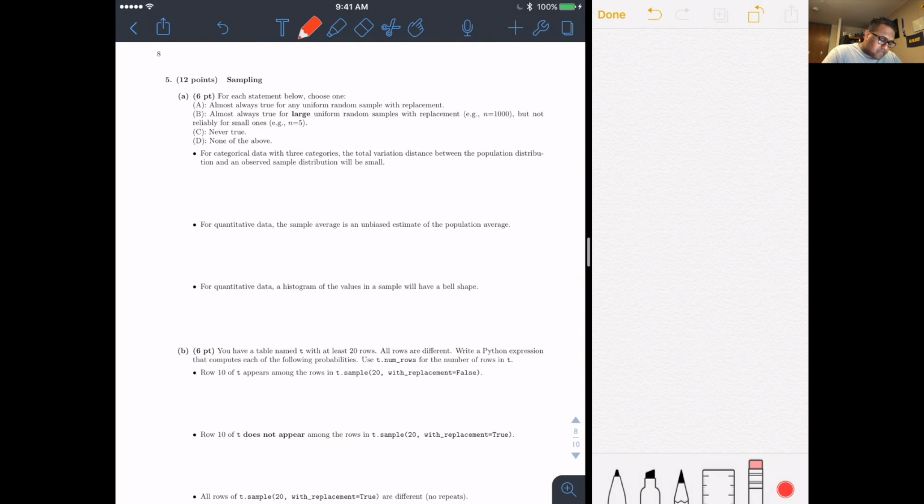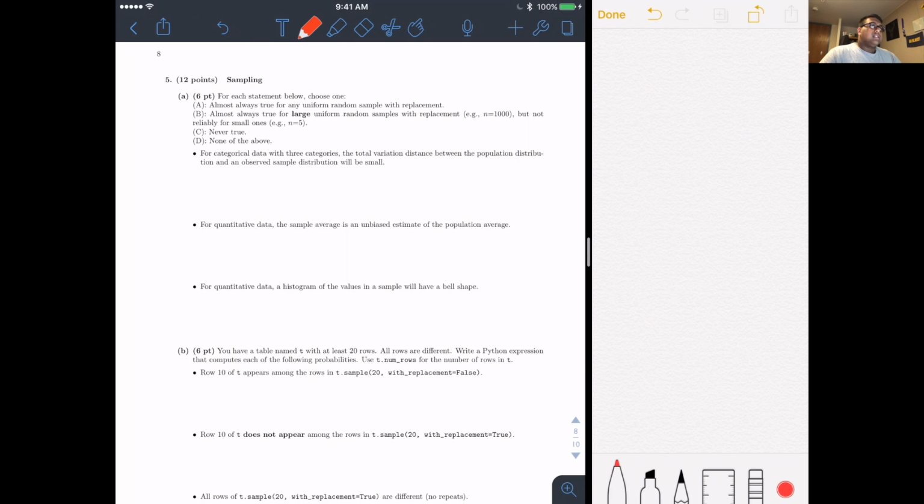Okay, now we're on problem 5, the sampling and probability problem. For each of these, the first 3 at least, we need to choose A, B, C, or D. A is almost always true for any uniform random sample with replacement. B, almost always true for large uniform random samples with replacement. C, never true, or D, none of the above. So the first one, it's saying, is the total variation distance between the population and the observed sample distribution, will that be small? And now we need to pick one of these options.